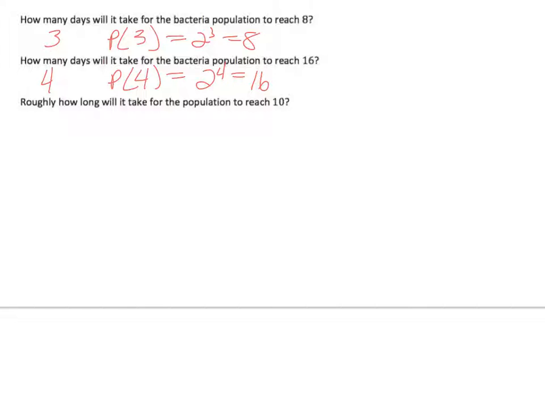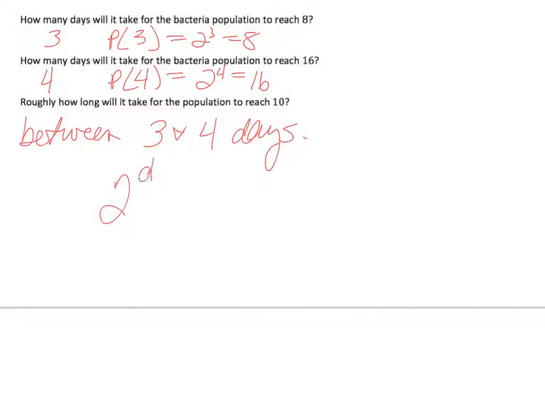Roughly how long will it take for the population to reach 10? Well, we don't know. It's somewhere between 3 and 4 days, because 8 is too small and 16 is too big. So between 3 and 4 days. So we have to find how many days to reach 10.